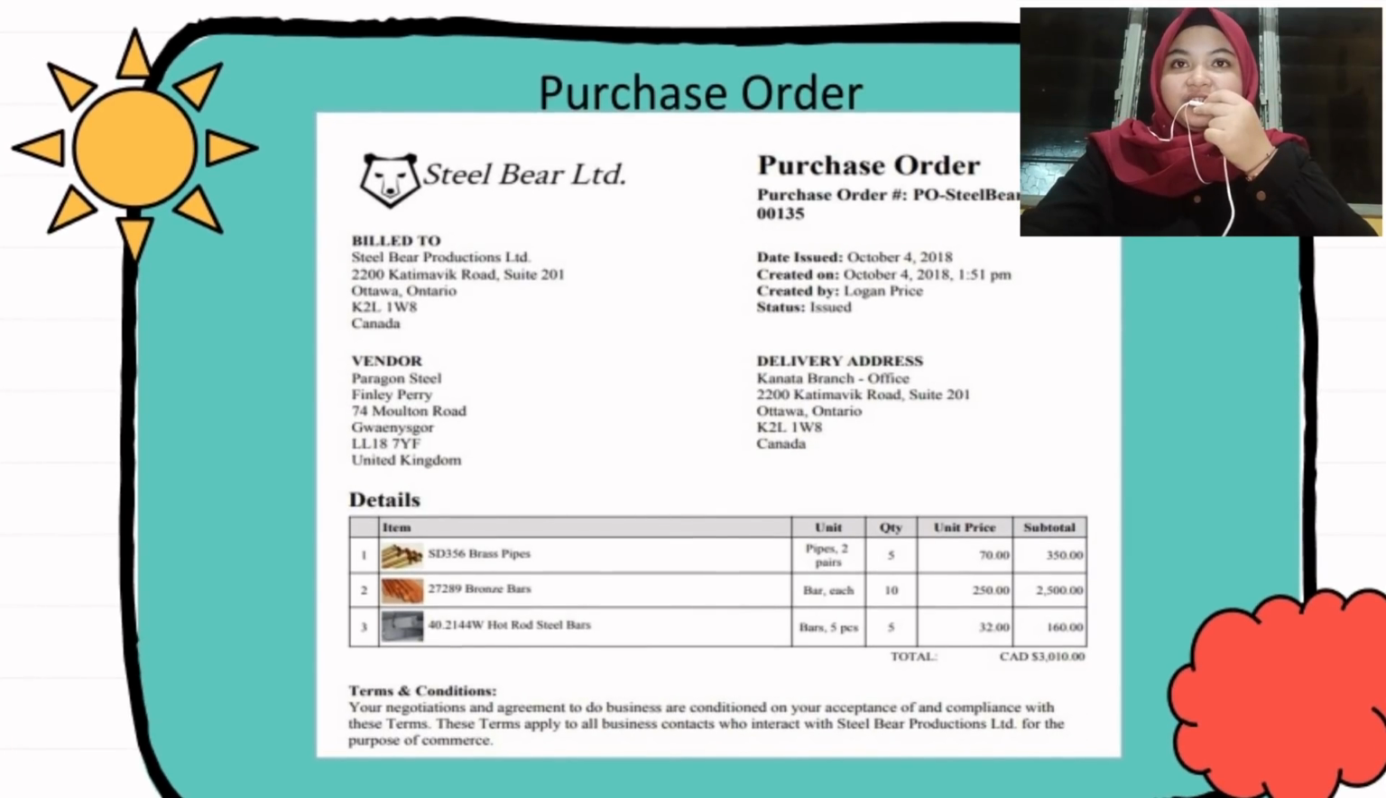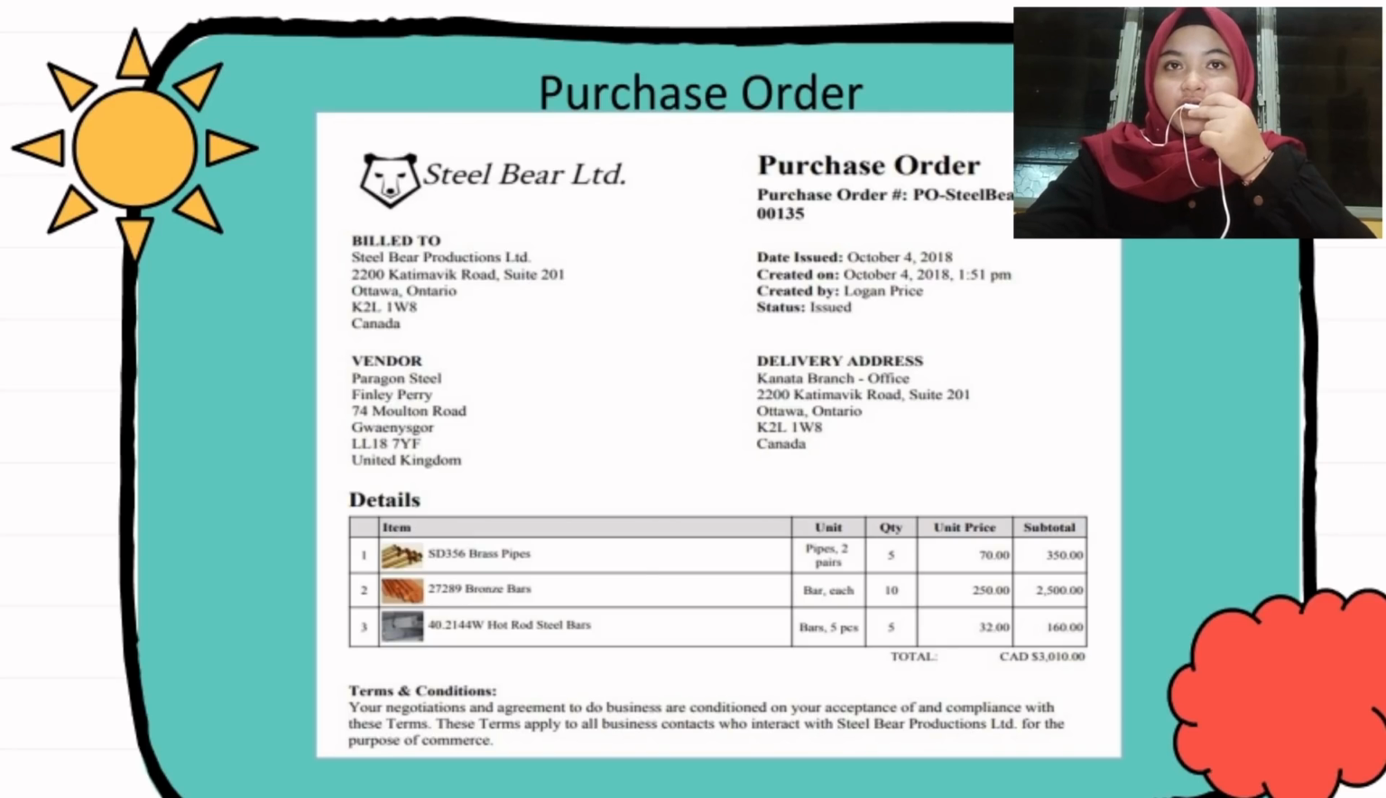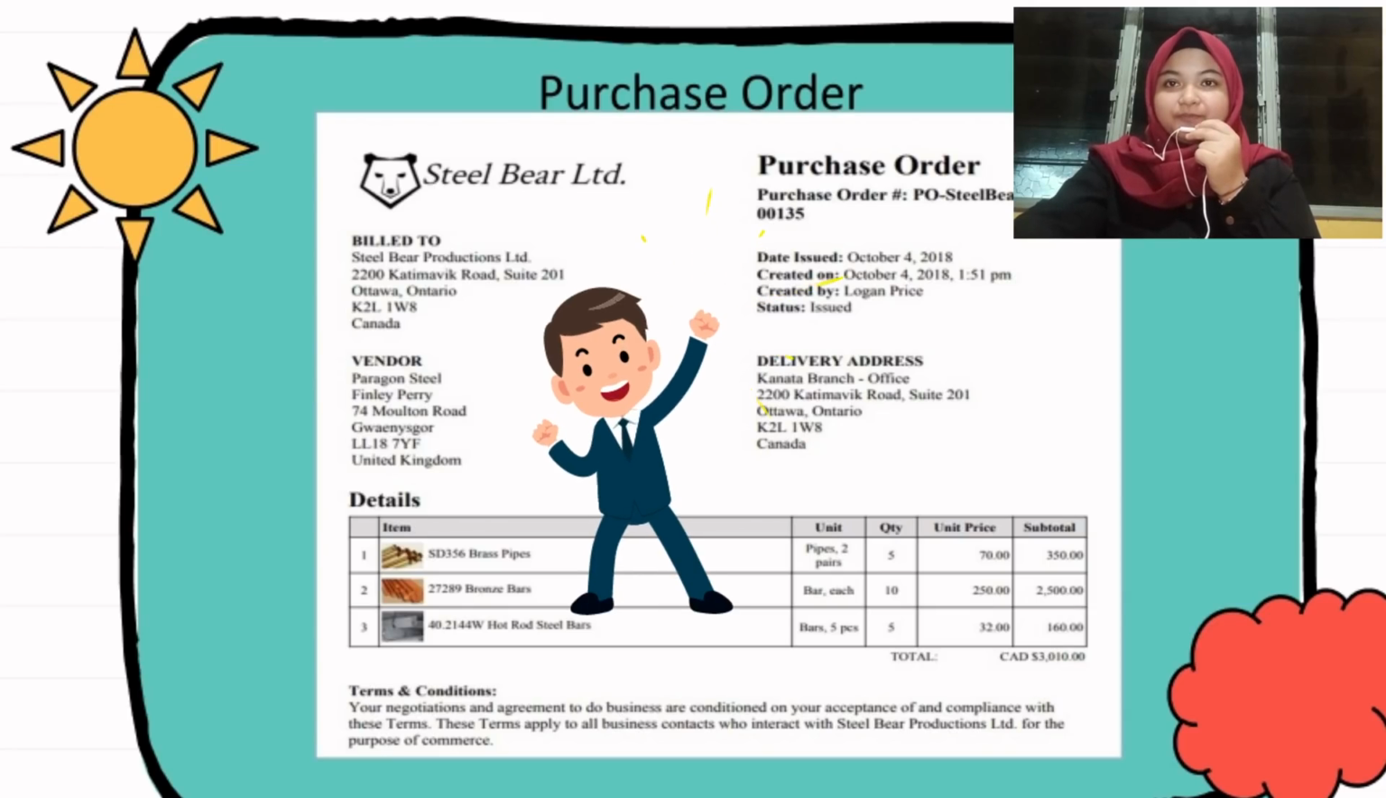The second one is the purchase order. It is used as an official document that buyers send to the seller to document the sale of products and services to be delivered at a certain date. The system allows you to create a purchase order template, so creating each order is faster.